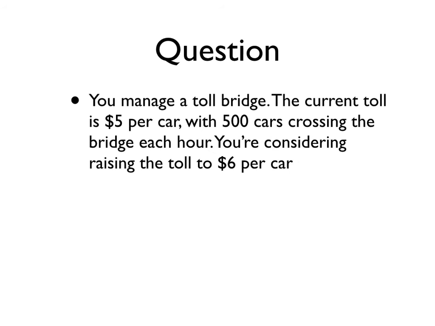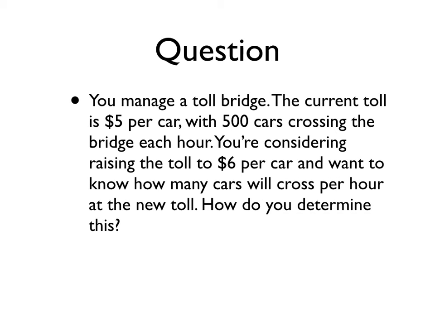So starting off with a question, suppose you manage a toll bridge, you're currently charging $5 per car to cross your bridge. At that rate, 500 cars cross per hour, and you're thinking about raising the price to $6. You want to have some idea how many cars will cross at the new price. Price elasticity of demand helps us calculate that. We'll come back to this question at the end of this video.